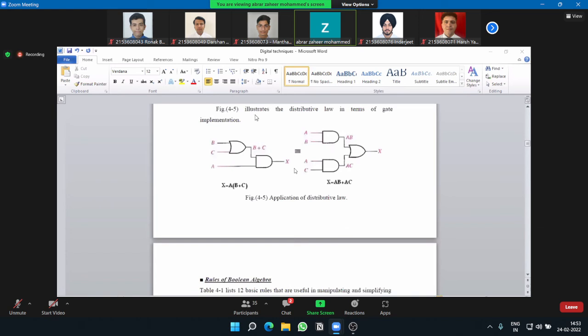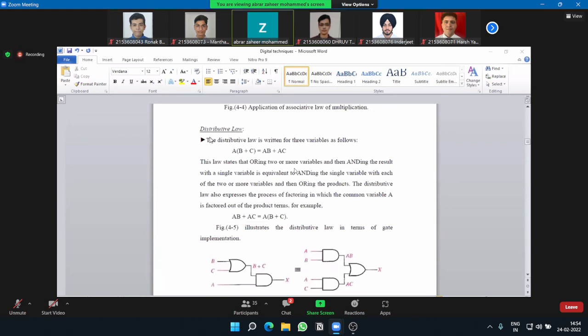What are the rules of Boolean algebra? Excuse me, sir. Yes. Sir, I am good. Sir, I have a doubt. Yes. Sir, please repeat. Which thing you are having a doubt? Distributive law. Distributive law, okay.